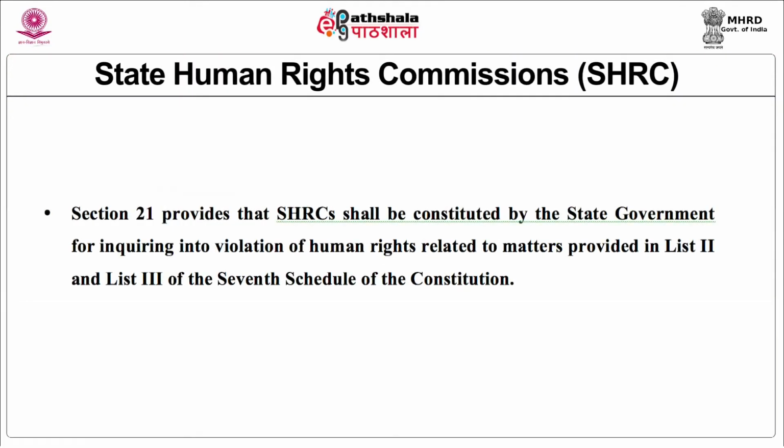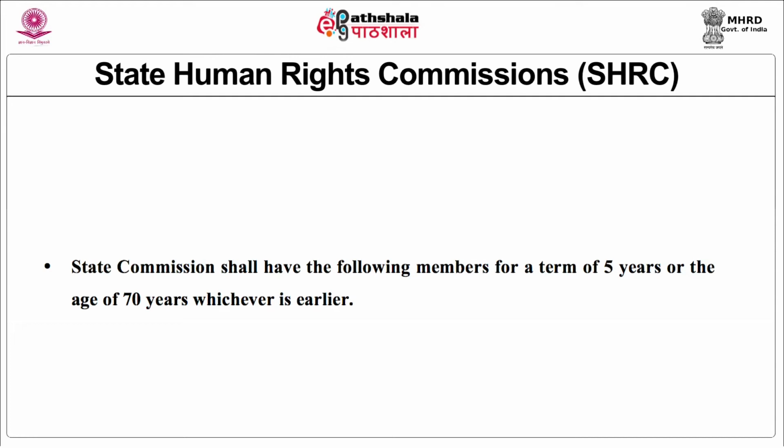Let us turn our attention to the State Human Rights Commissions. Section 21 onwards in the PHRA talk about State Human Rights Commissions and the manner of their constitution by the state government for inquiring into violation of human rights related to matters provided in List 2, which is the state list, and List 3, which is the concurrent list in the 7th Schedule of the Constitution. And the State Human Rights Commission shall have the following members for a term of 5 years or the age of 70 years, whichever is earlier.